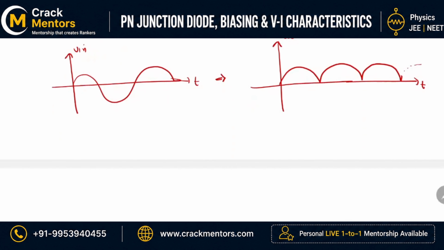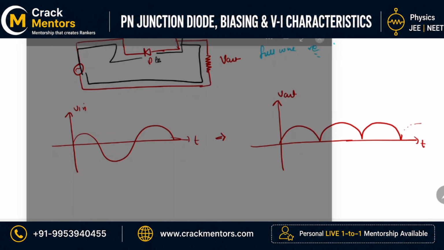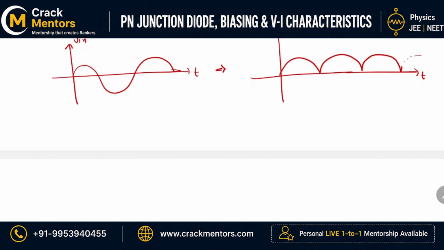So I can say that this is my full wave rectifier. It has converted AC into DC current, which is the function I wanted. What is the output frequency here? What can I say about the output frequency? The output frequency is equal to 2 times the input frequency. Are you getting it?